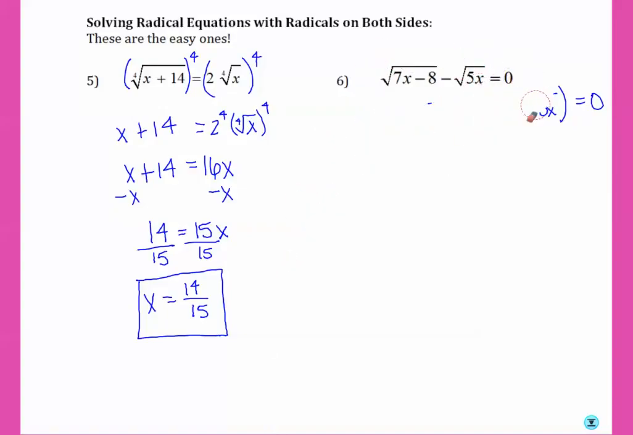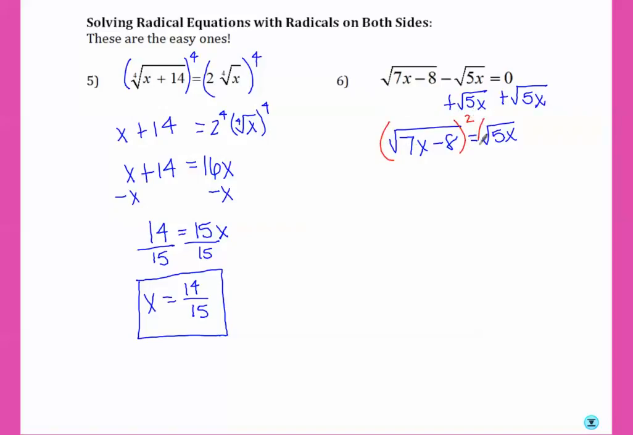So what we can do to save us some effort is we can rewrite this equation to look more like number 5 did by adding the square root of 5x to both sides. So then we have the square root of 7x minus 8 equals the square root of 5x. Now we can square both sides and just get 7x minus 8 equals 5x.